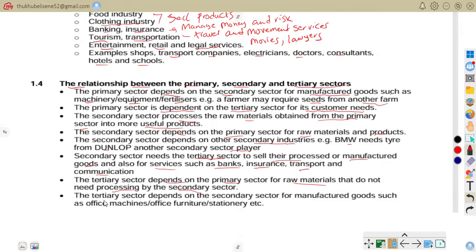The tertiary sector depends on the secondary sector for manufactured goods such as office machines, office furniture and stationery. Here we are saying tertiary depends on secondary. They need finished goods to sell. So now let us move on, good people.